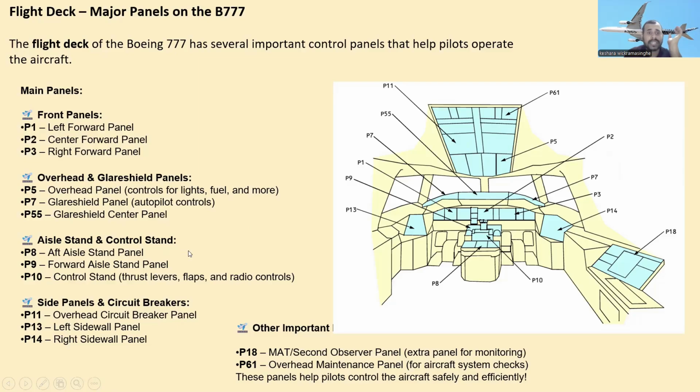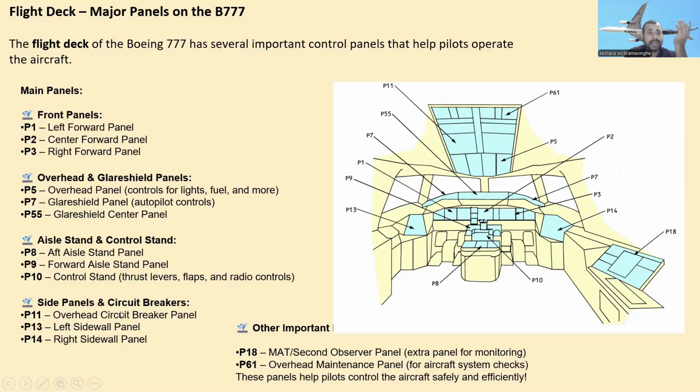Aisle stand and control stand, P8. Let's see where P8 is. Yeah, P8 is here. This is the aisle stand and control stand. P8 is the aft aisle stand panel. And P9 here is the forward aisle stand panel. And P10 is the control stand: thrust levers, flaps and radio controls.